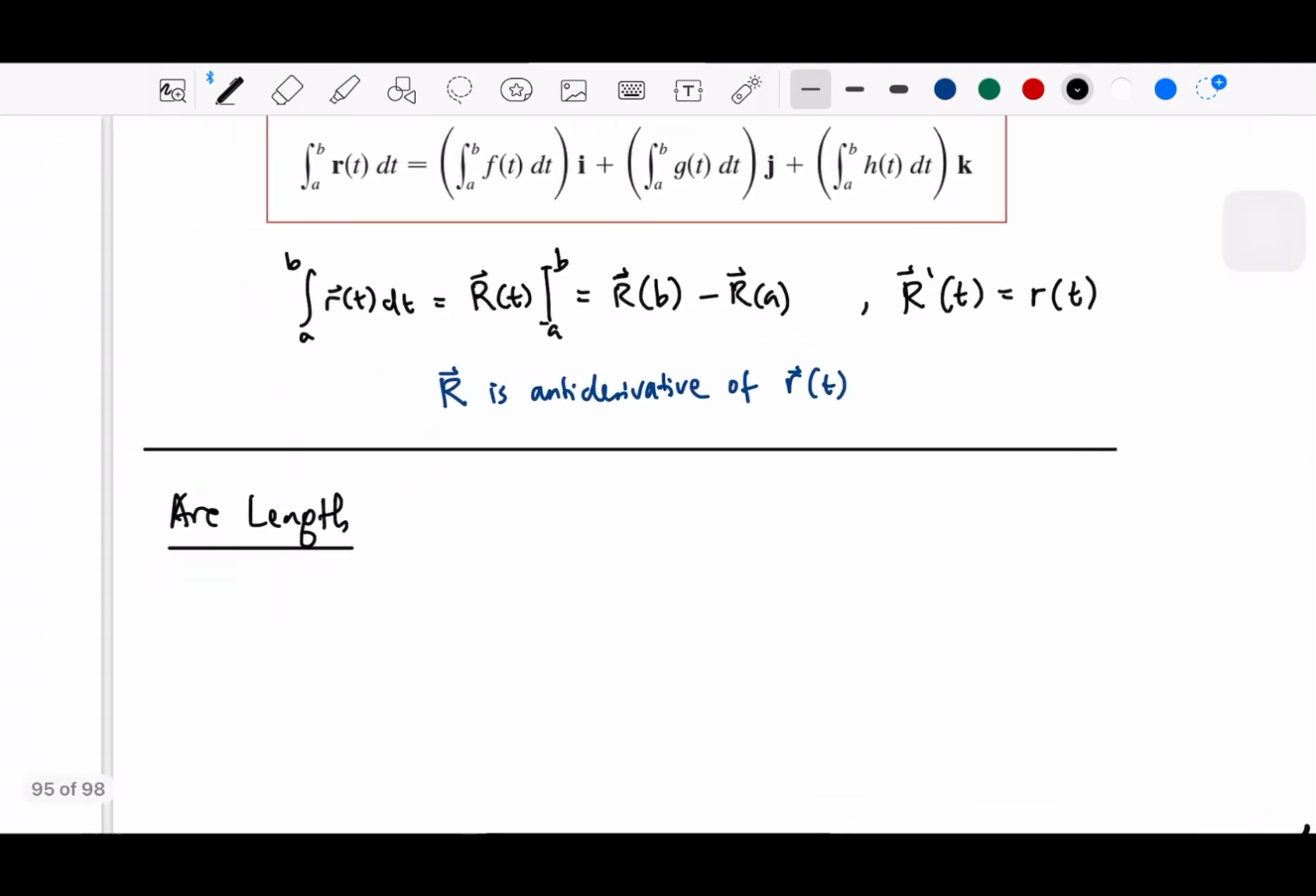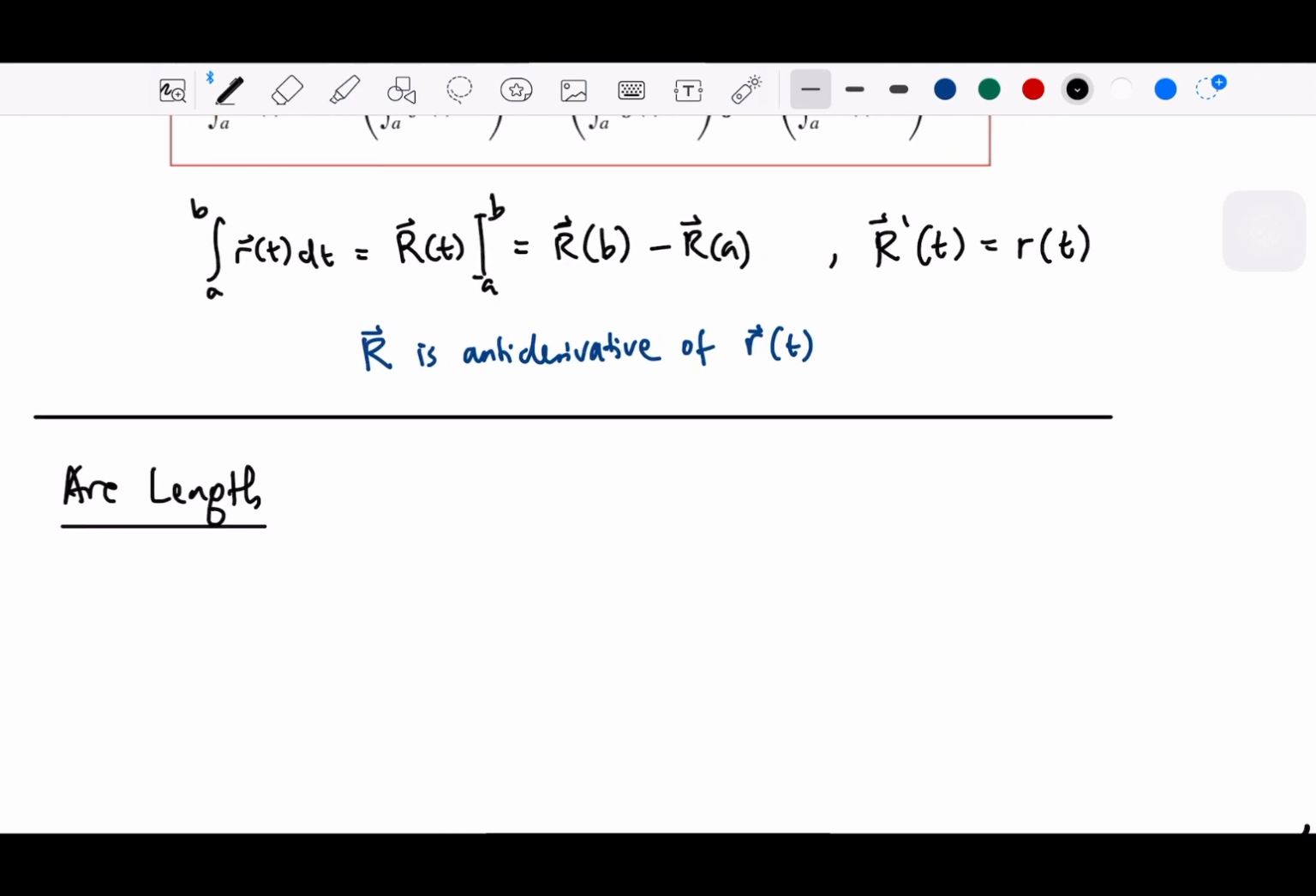Okay, the arc length. Let me make a quick review of what arc length is. We say that we have a curve. We just did this in chapter 8, right? We have y and x, let's say. So the arc length is how we measure this curve, right? Let's say this is a function of x. We want to measure how long the function is, right? How to measure, what is the measurement?